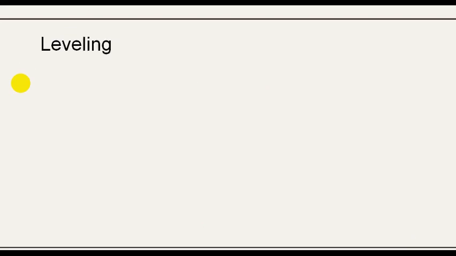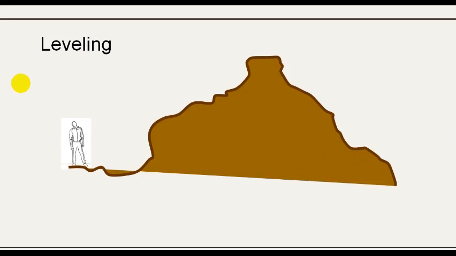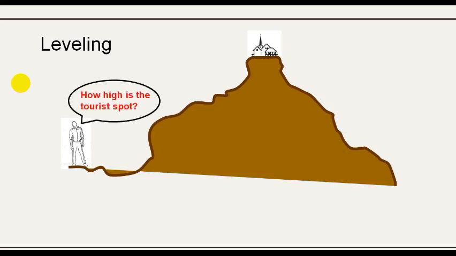So, a short recap of the previous lesson on what is leveling. Imagine this is a mountain and you're standing at the low elevation of the mountain or on flat terrain. Then from your position, you can see a tourist spot on the top of the mountain. With that, you become curious how high the mountain is, how high the tourist spot is, or what is the difference in elevation from your position to the tourist spot.